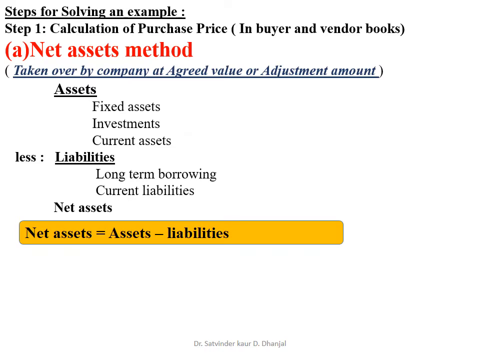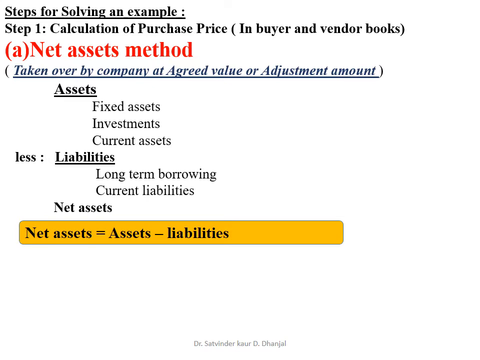So, net asset means assets minus liability. A very important thing which I am going to say now is that only those assets and liabilities are included in this net assets which are taken over by the company at agreed value or adjustment amount. Again, I would like to repeat, only those assets and only those liabilities are included in this net assets which are taken over by the company at agreed value or adjustment amount.